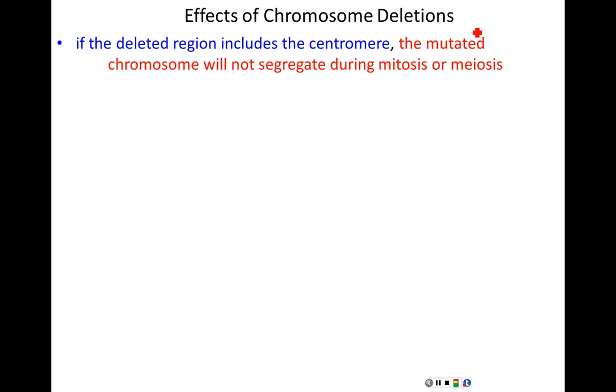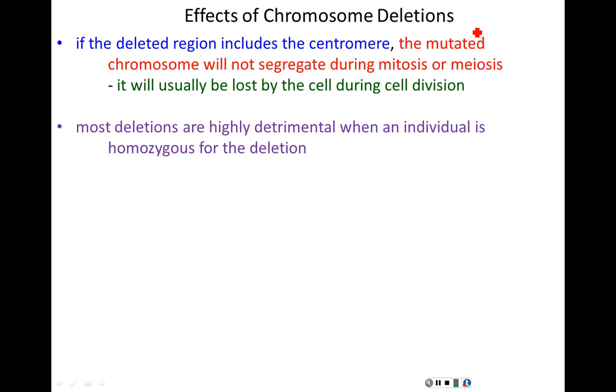If the deleted region includes the centromere, then the mutated chromosome is not going to be able to segregate properly during mitosis or meiosis. The kinetochore is at the centromere. The microtubules connect to the kinetochore. So you can have a deletion that removes the centromere, and then the cell has no way by which to attach microtubules to that chromosome during mitosis or meiosis. And so the chromosome often gets lost by the cell during cell division because we can't get segregation.